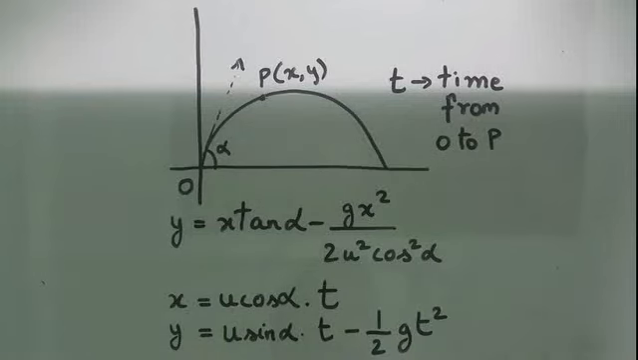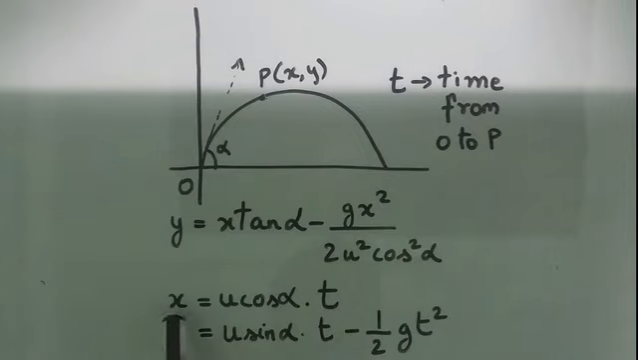So welcome back. Today we will do two questions, but again, before doing the two questions, let us have a recap of what we have learned. The first equation, y equal x tan alpha minus gx squared by 2u squared cos square alpha. This one is the equation of the path of the projectile.